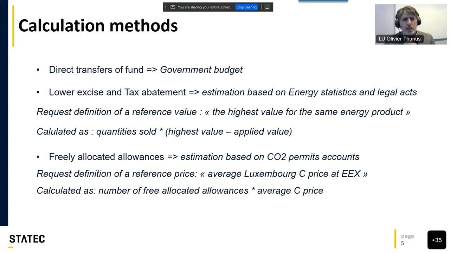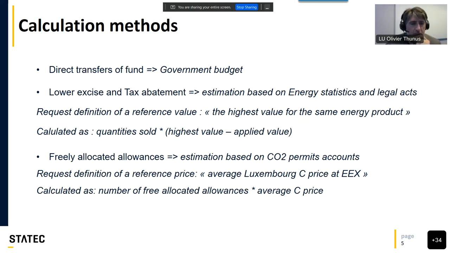And then what we need in fact for this estimation is to define the reference value, and the definition that we adopt for the Luxembourg exercise is that we use the highest value for the same energy product in the country. And then it's easy to calculate by multiplying the quantity sold by the difference between the highest value and the applied value for the product.